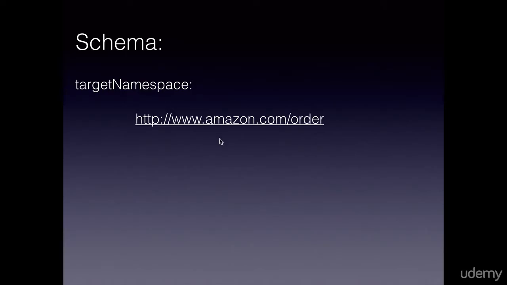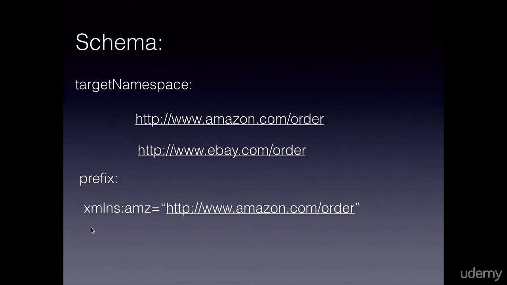And then if we are defining a target namespace for eBay, it would look like this, wherein it will use eBay's domain name or eBay's URL. Once we define a target namespace in their respective schema files, we can use a prefix instead of using this entire URL to qualify each element in the XML schema and XML later on. We can use a prefix like this. XMLNS stands for XML namespace.